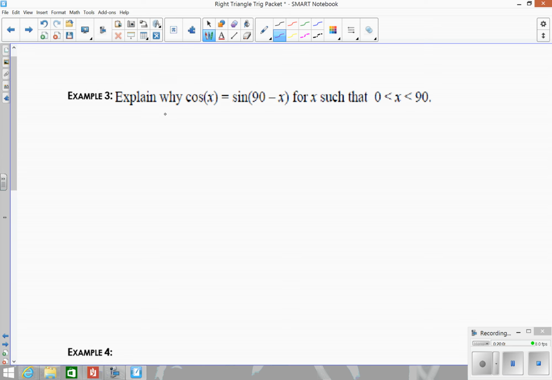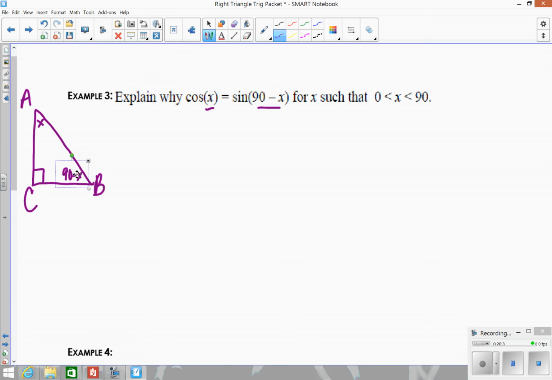So for example 3, this is basically just asking you to explain why this complements theorem or rule is true. So think about the picture here. I think the easiest way to think about it is, first of all, if we have this triangle, let's say I call this A, B, and C. Let's call this x, and then this measure will be 90 minus x.